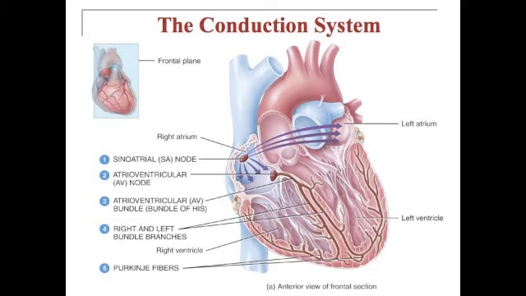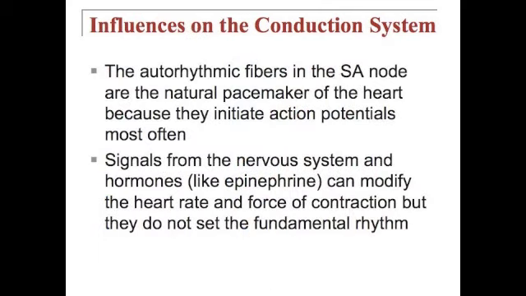The conduction system ensures that the chambers of the heart contract in a coordinated manner. This is also figure 20.10 on page 745. Autorhythmic fibers in the SA node, located in the right atrial wall, act as the heart's pacemaker, initiating cardiac action potentials that cause the contraction of the heart's chambers.